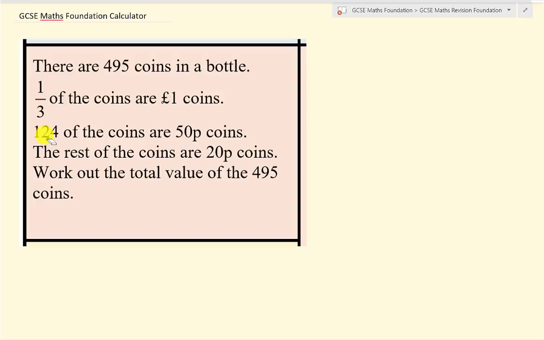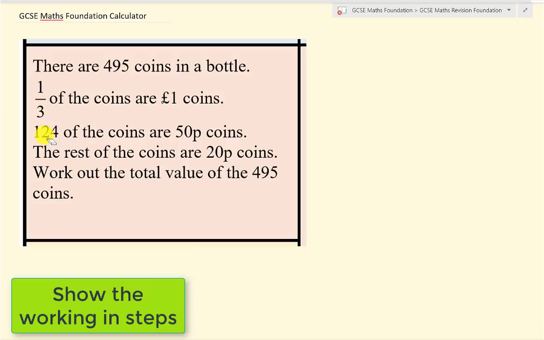Next, we have a problem solving question. There are 495 coins in a bottle. 1/3 of the coins are £1 coins. 124 of the coins are 50p coins. The rest of the coins are 20p coins. Work out the total value of the 495 coins. Now, when you get a question like this, always try to do it step by step.